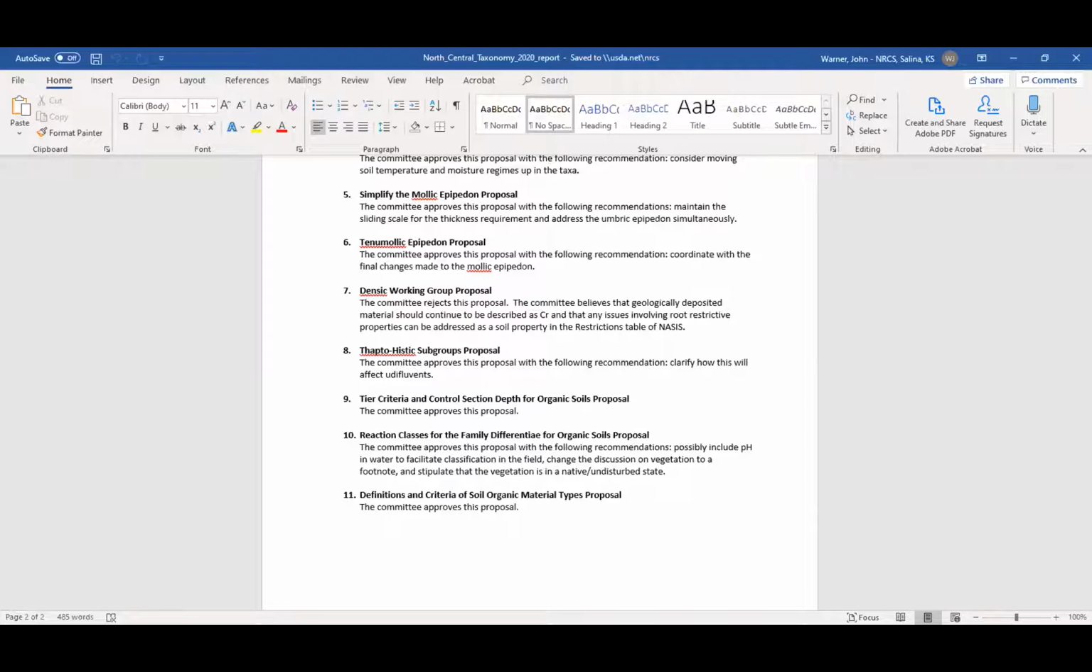The Tenumollic. Basically what we thought about the Tenumollic was we need to simplify the Mollic, get it taken care of, and then work on the Tenumollic. Because if certain parts of the Mollic are changed, there will be no need for the Tenumollic. Densic working group proposal. Basically, the group has rejected any change on the Densic. Keep the CD for mostly the glaciated areas, and use CR where there's geologic material. If there's something that needs to be dealt with regarding the restrictions, deal with that in NRCS.